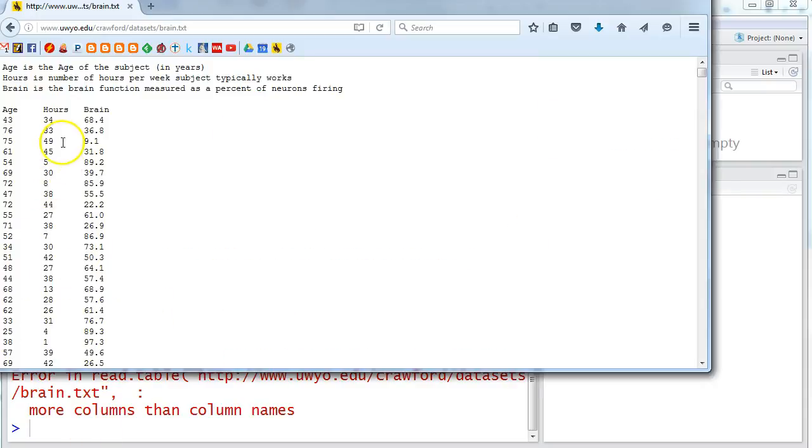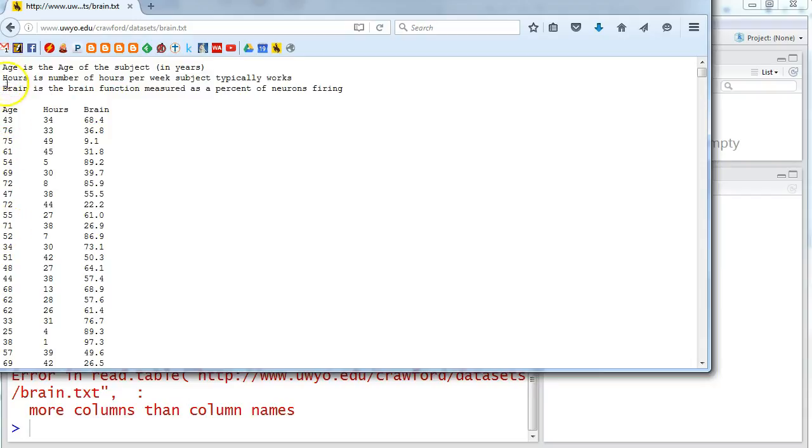Well, this is one of those data sets that has a whole bunch of text at the beginning telling you what's what. Now, brain is what we want to predict. It's the brain function, some percentage of neuron firing, because as we all know, we only use half of our brain, or so they say. Hours is the number of hours you work, and age is the age of the subject.